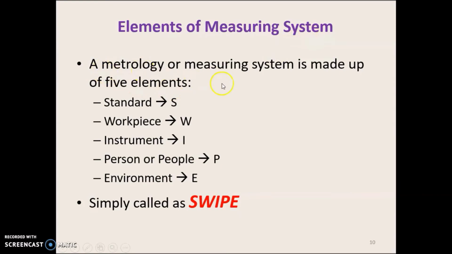In any metrology or measuring system, we have 5 different elements: standard S, workpiece W, instrument I, person or people, that is P, and environment E. We use these short terms just for remembrance. We can call this SWIPE. S for standard, W for workpiece, I for instrument, P for person or people, and finally E for environment. Why we are considering only these 5, we are going to see in the next slide.